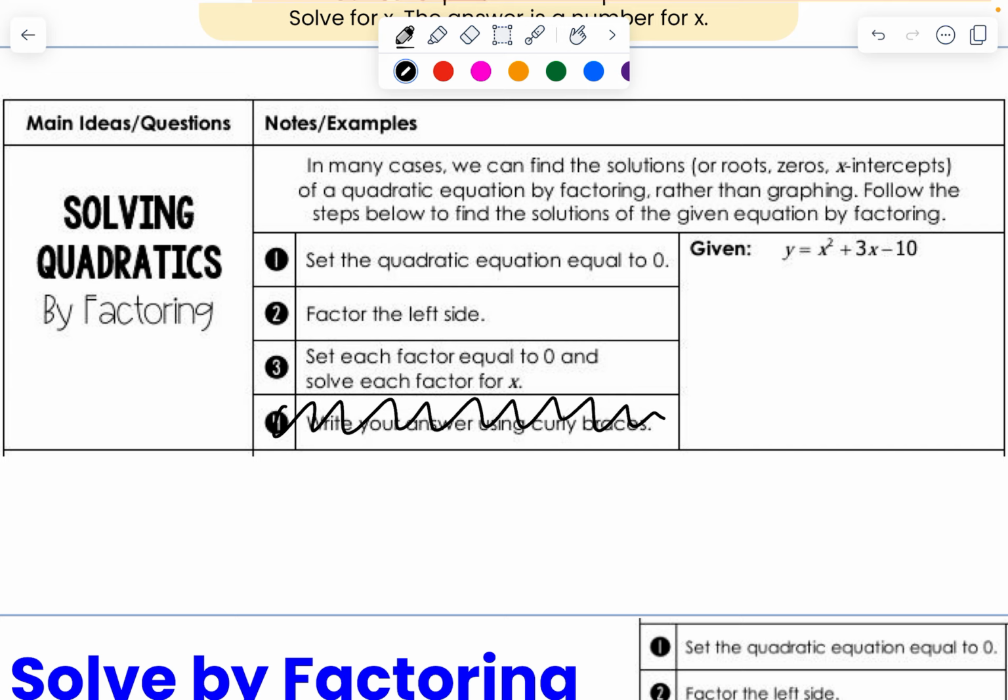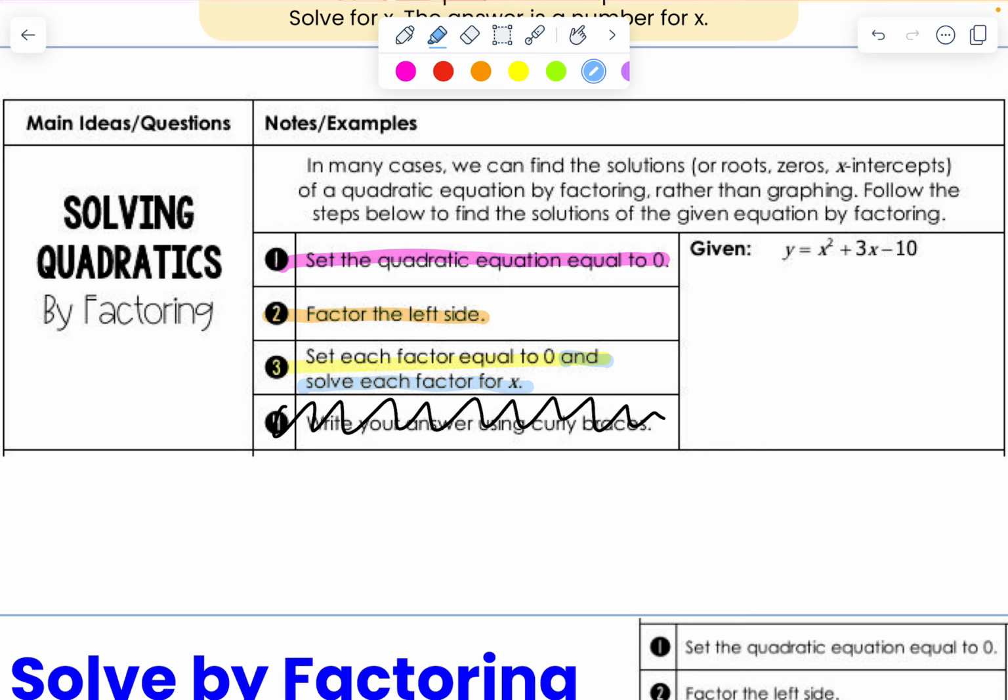So step 1 is going to be: set the quadratic equation equal to 0. Okay, that's going to be step 1 straight out the gate. Step 2 is to factor the left side or the right side, factor one of the sides. And lastly, set each factor equal to 0 and solve for x, right? So 3 is kind of like 2 steps all in one.